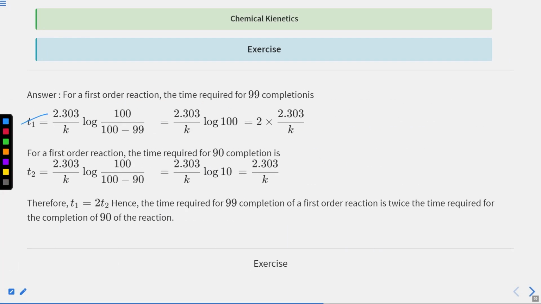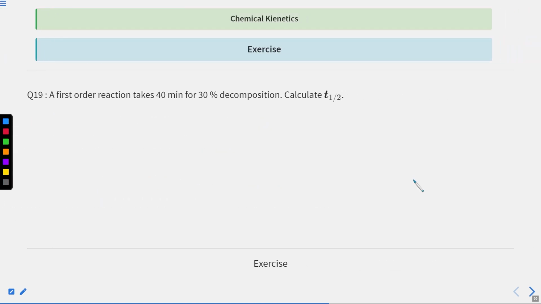So we can see the solution. So T1 is this much for 99%, T2 is this much, so therefore it will be 2 times. After that, this question says the first order reaction takes 40 minutes for 30% decomposition. So we have a first order reaction, and at 40 minutes 30% of the decomposition has taken place. So initially suppose it was 100, then since 30% has been consumed, 100 minus 30 would give us 70.